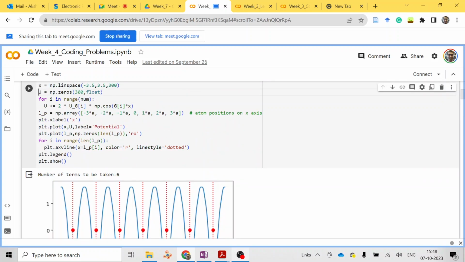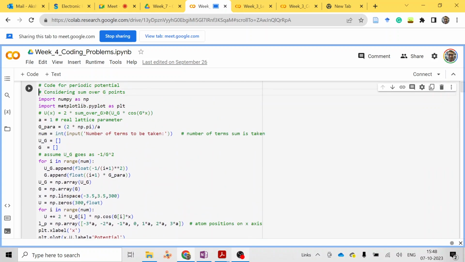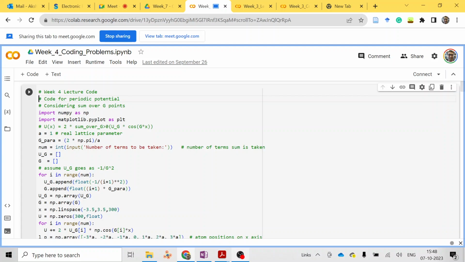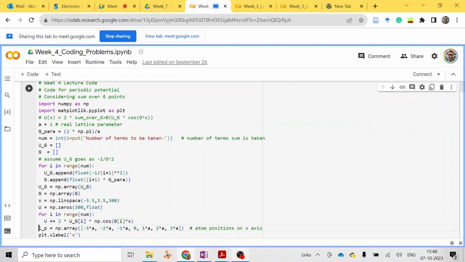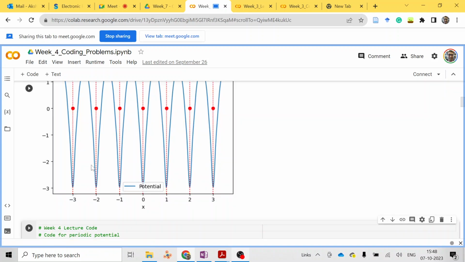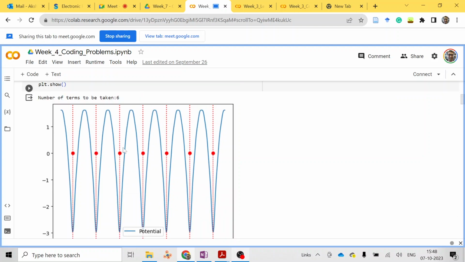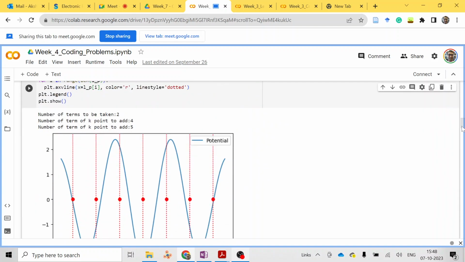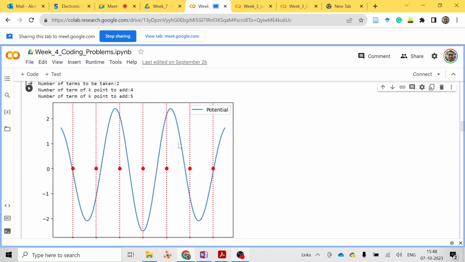So I will not go through this. These are just week 4 lecture code. The code that we are going to use is written using these two codes only, with some changes. You can go through them, and as you know, if we have this G vector, then we should get something like this. If it has the periodicity, it should look something like this. Otherwise, if it doesn't have the periodicity, then this potential will not look like this. Right, so these are the lecture codes.